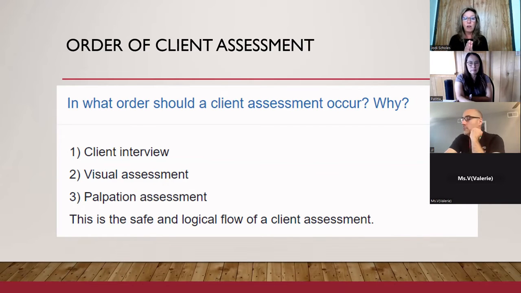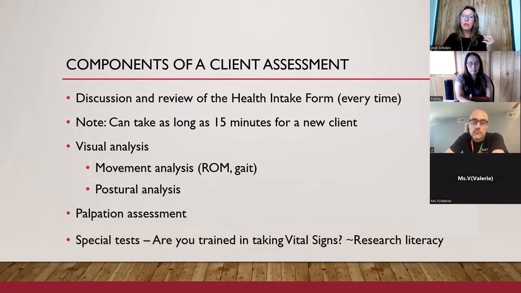So the order of our client assessment starts with the interview. It goes to a visual assessment, and then if necessary, a palpation assessment. This is just a logical flow. So what has to do with the health history form? On your client's initial visit, they fill out the intake form and you review it with them. And I like you to have it either in paper or in a digital form on a tablet for every session. The client is not going to tell you if there's been a minor change in the health history.